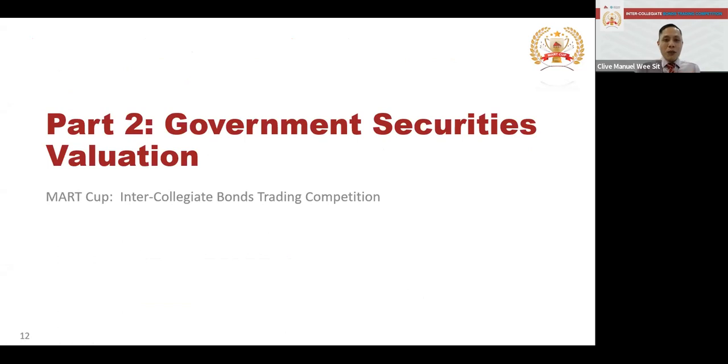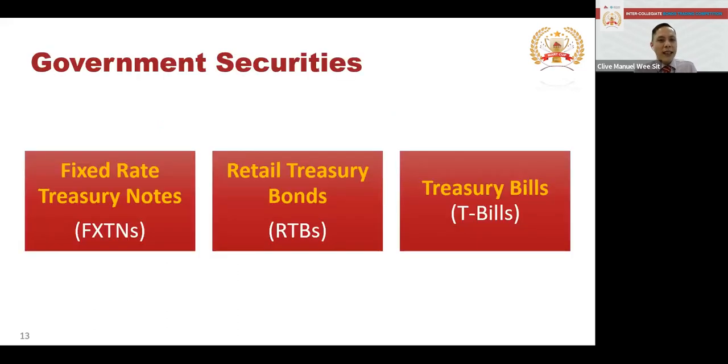So for the second part, we're going to talk about government securities valuation. Now, in this particular part of this lecture, we will be applying asset valuation principles to both coupon bearing as well as discounted instruments in government securities, which will be traded in the competition. So the three types of GS we will be valuing today are FXTNs, or fixed rate treasury notes, retail treasury bonds, RTBs, as well as treasury bills.